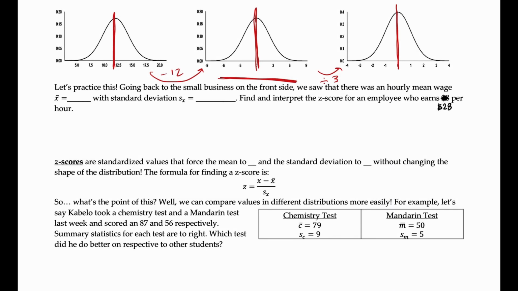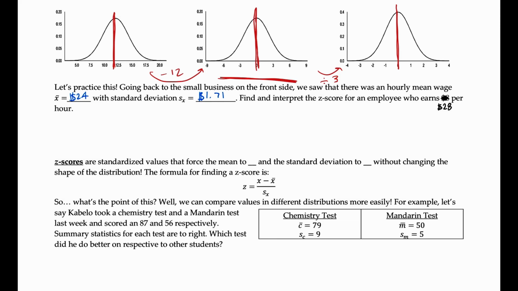So let's practice this idea of standardizing values first. Let's take, for example, the small business that's thinking about giving a raise to their employees. We knew that their mean hourly wage was $24 per hour with a standard deviation of about $1.71. And so what we want to know is, what is the standardized value, the z-score, for an employee who earns $28? And then how do you interpret that?